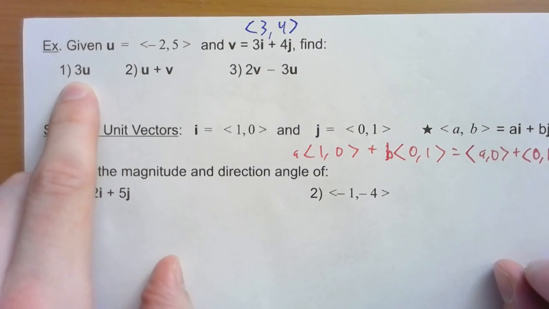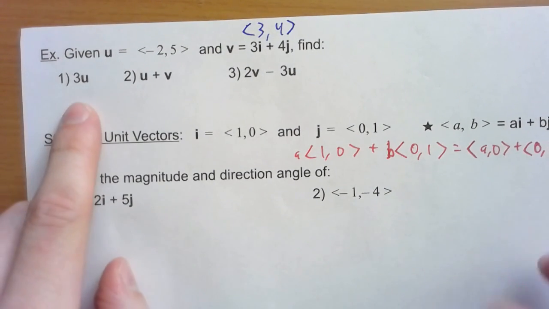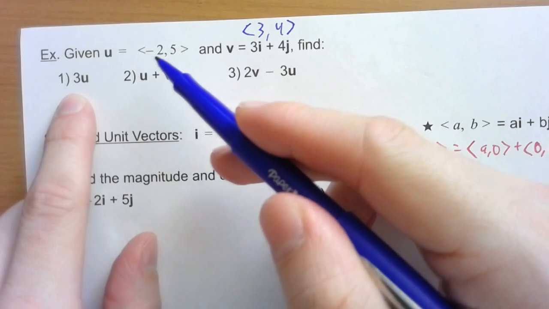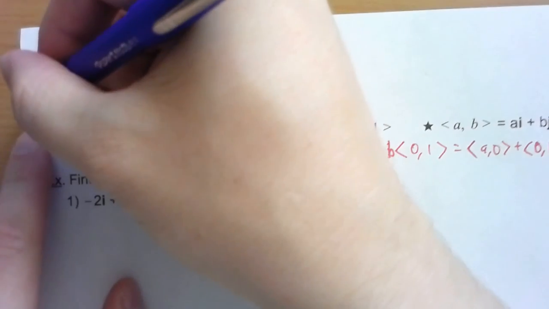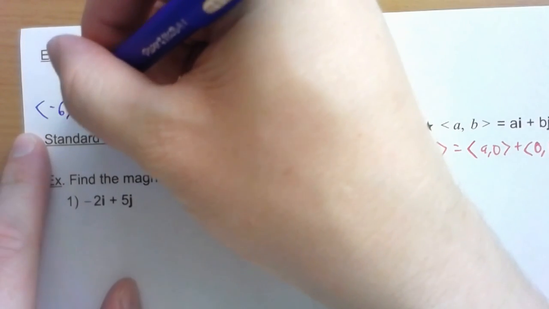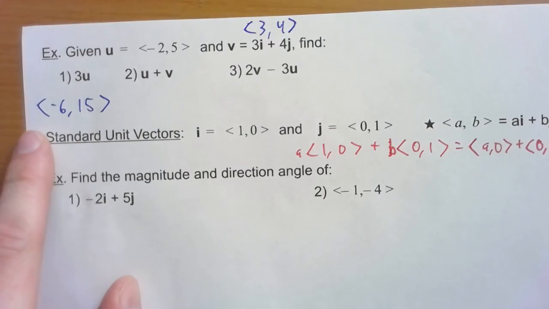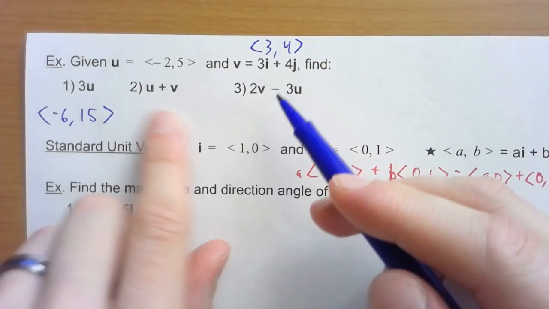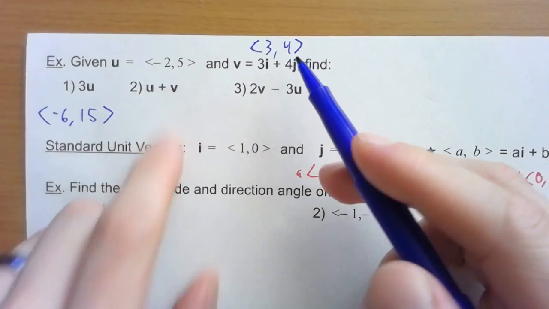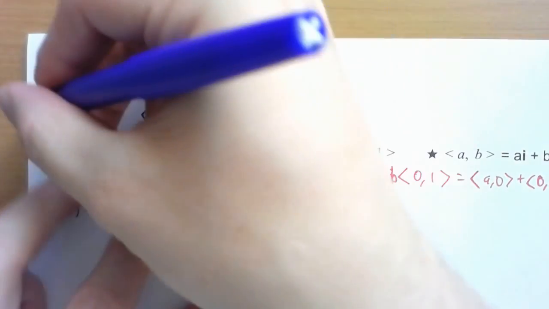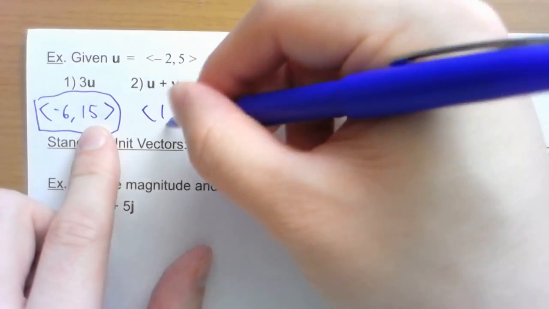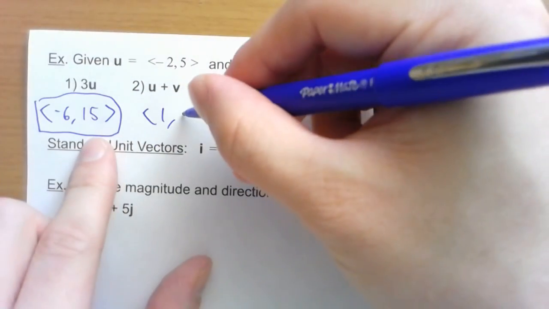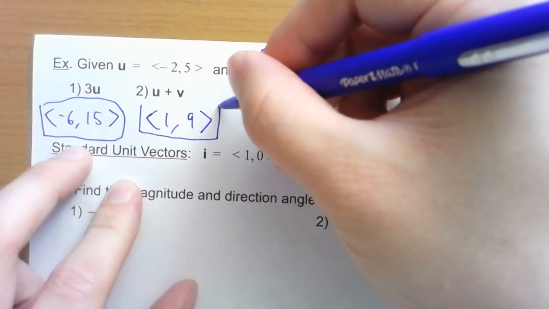So let's say that we want to do 3 times u. Well, again, all we do is we just distribute. 3 times u, we do 3 times -2, and then 3 times 5. So we just get -6 comma 15. If we want to add the two vectors together, we just add the x's and add the y's. So the answer for number 1 is right there. For here, -2 plus 3 is 1, and then 5 plus 4 is 9. All right, that's it. Not too difficult.